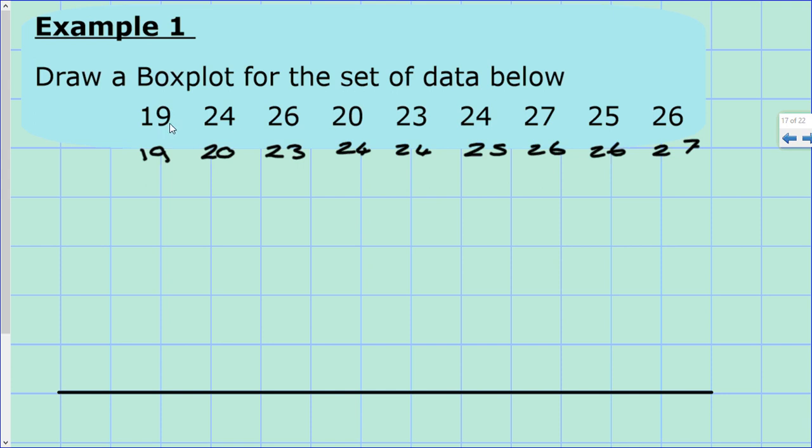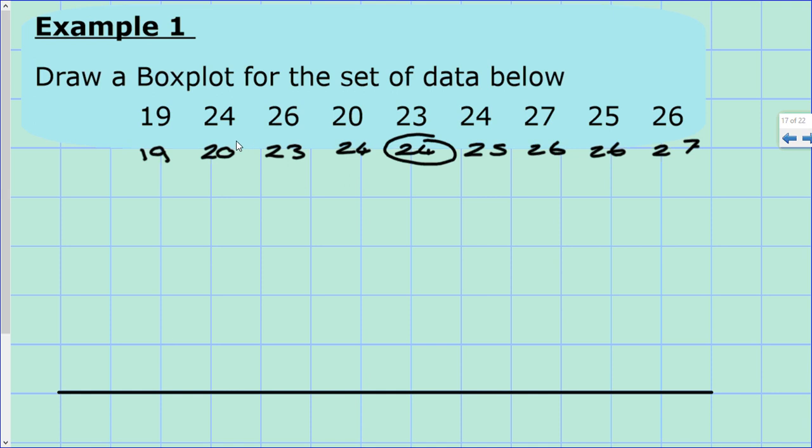So how many numbers have we got? 1, 2, 3, 4, 5, 6, 7, 8, 9. This means there's going to be one exactly in the middle, which is, oh, I just rubbed it out. There we go, it is 24. Let's double check. Go 1, 2, 3, 4. 1, 2, 3, 4, 5.